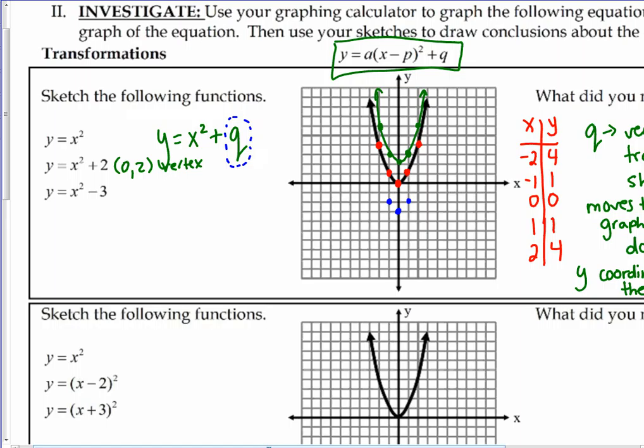Okay. Now notice that the shape is the same. We're not changing the shape. We're just vertically moving it. And so it's going to still follow that same pattern of, here's my vertex, and so 1 over is going to be 1 up because 1 squared is 1. 2 over is going to be 4 up because 2 squared is 4. It still has that same shape.